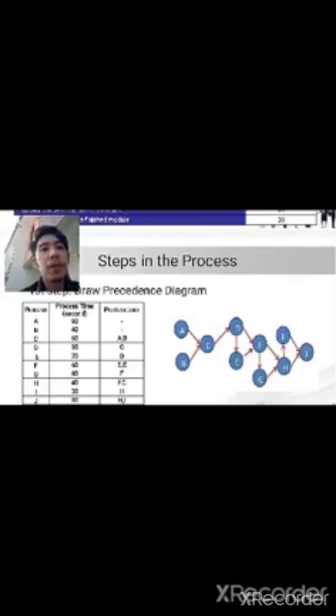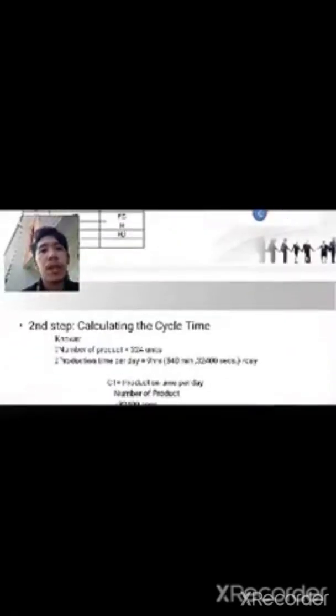The second step in line balancing will be calculating the cycle time. Knowing the number of products is 324 units per day, we have 1,944 units a week, 7,776 a month, and 23,328 units within the 3 month period.